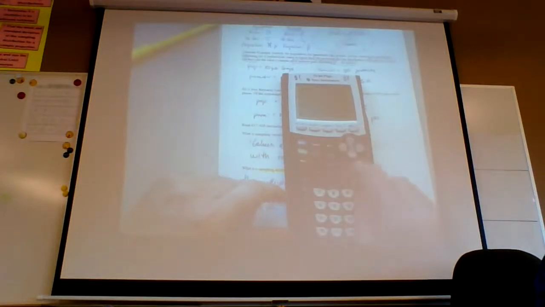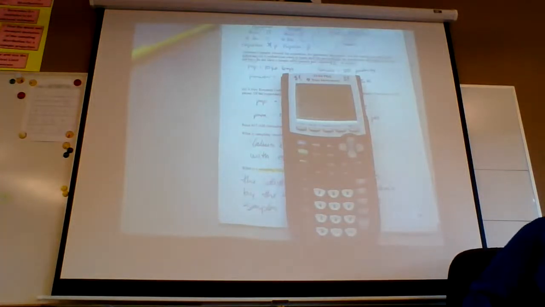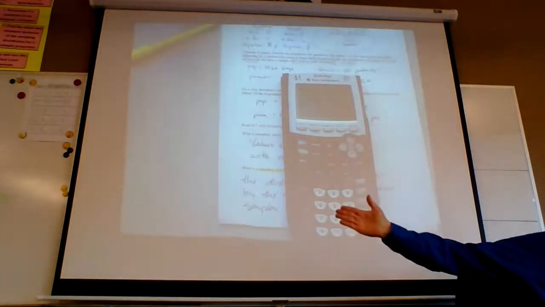Clear, quit, clear. Come on, clear. Math, probability. Whoops, clear. Answer. 6,000. Math, probability, choose 5. It's 6.5 times 10 to the 16th power possible combinations. That's a 6 with 16 zeros after it.